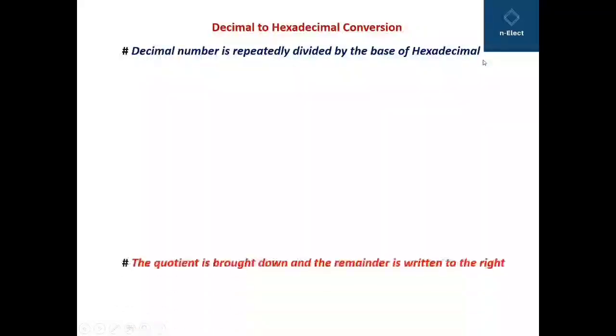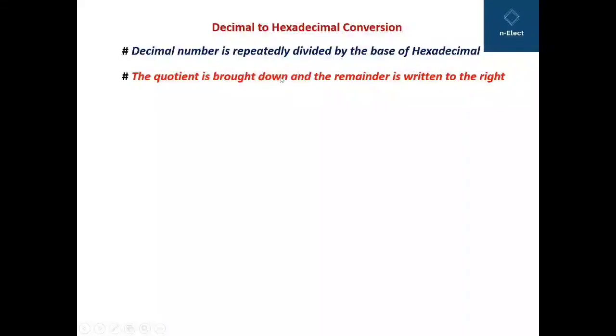Then decimal to hexadecimal conversion. This is a simple method and we are using it everywhere, because while converting decimal to binary, we divided the decimal repeatedly by 2. While converting decimal to octal, we divided the decimal repeatedly by octal's base, that is 8. Now here, for decimal to hexadecimal, it means we are repeatedly going to divide the decimal number by the base of hexadecimal, that is 16.